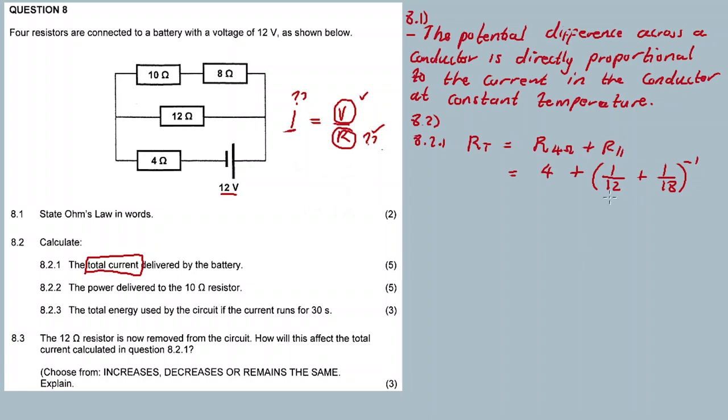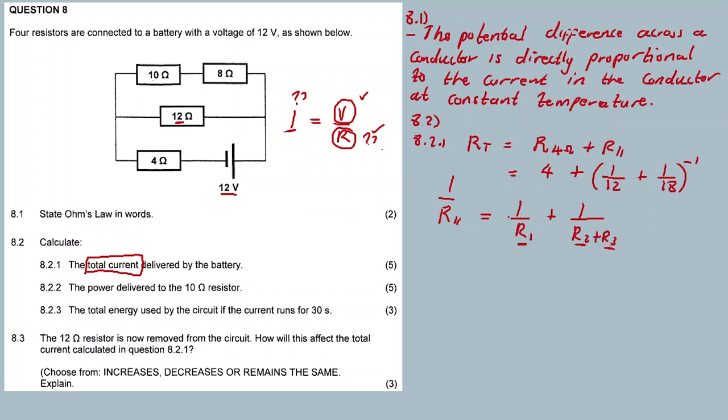Let me explain so you understand what I wrote here. For the parallel connection, 1 over R parallel is equal to 1 over R1 plus 1 over R2 plus R3. Now R2 is the 10, R3 is the 8, and 10 plus 8 is 18. Then R1 is the 12.